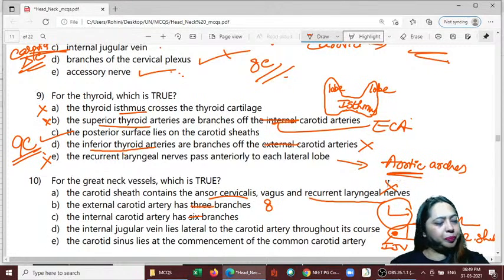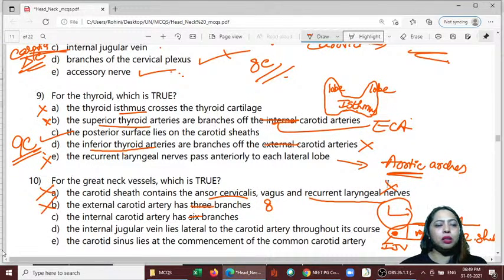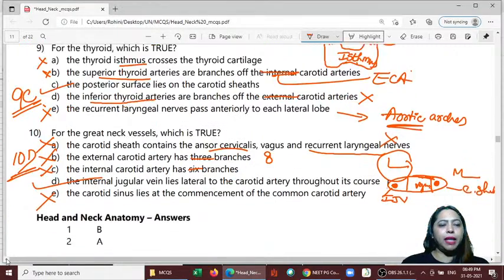Next one. That is about the 10th one. So what is the answer for the 10th one? The answer for the 10th one is D. So this is the wrong statement. This is wrong. This is wrong. This is correct. This is wrong. Okay. So the answer here is 10D. All right. Let's go to the next one.